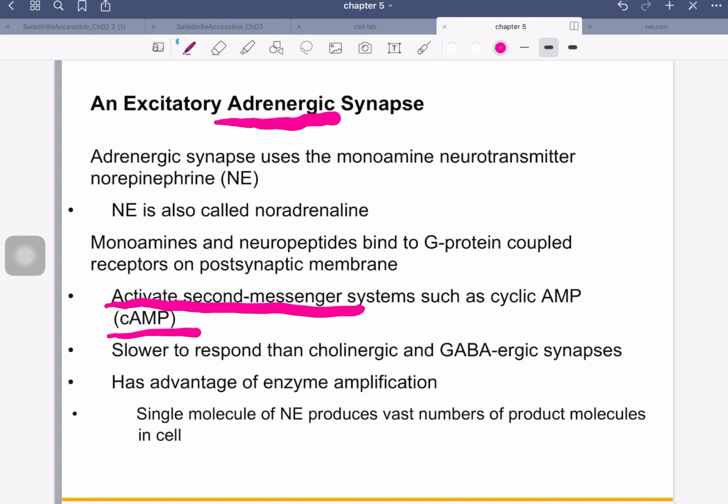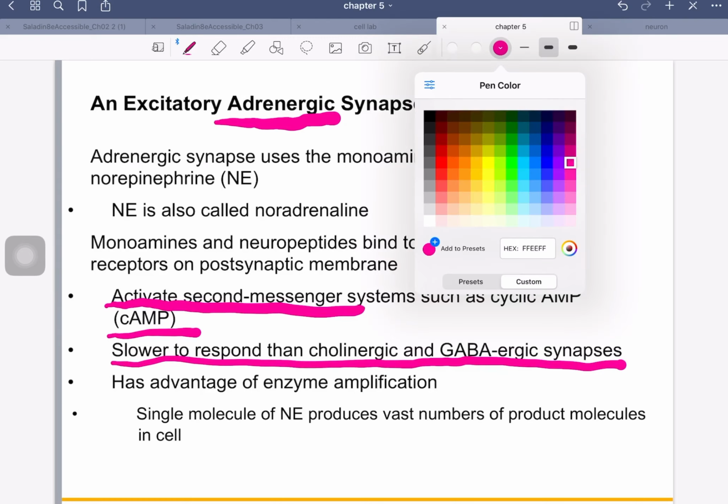So you may be wondering, why would I use a system like this? Because it seems like a very slow way to do things rather than just opening a gate directly and having the effect occur. Well, there are advantages and disadvantages. It is slower to respond than cholinergic and GABAergic synapses. But there is an advantage: it gives you something called enzyme amplification.